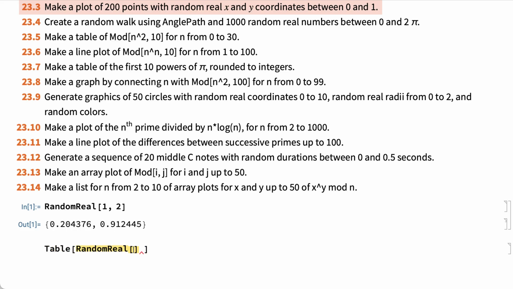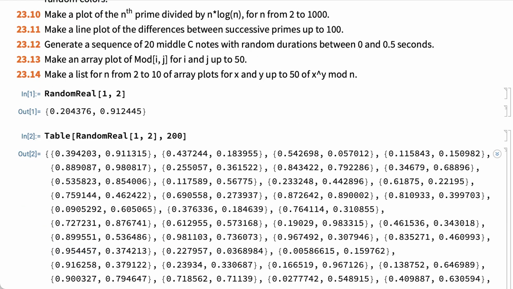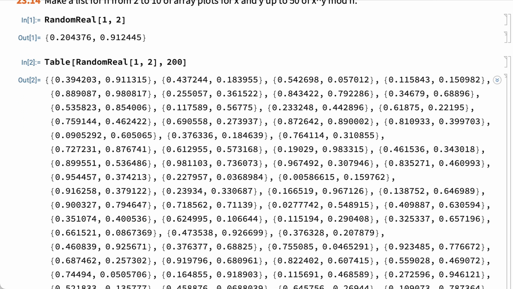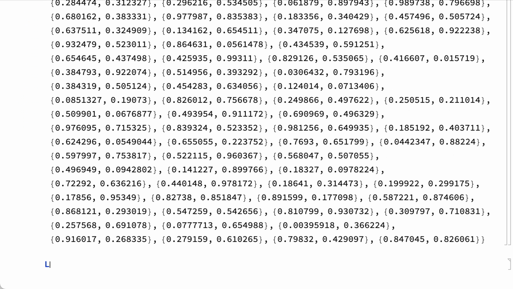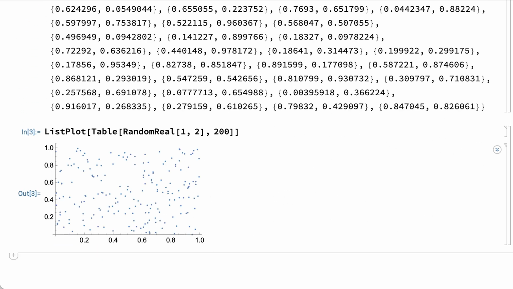This uses Table and RandomReal to generate a list of 200 such pairs of numbers. The result is a long array of numbers. Enclosing that input in ListPlot gives the desired plot.